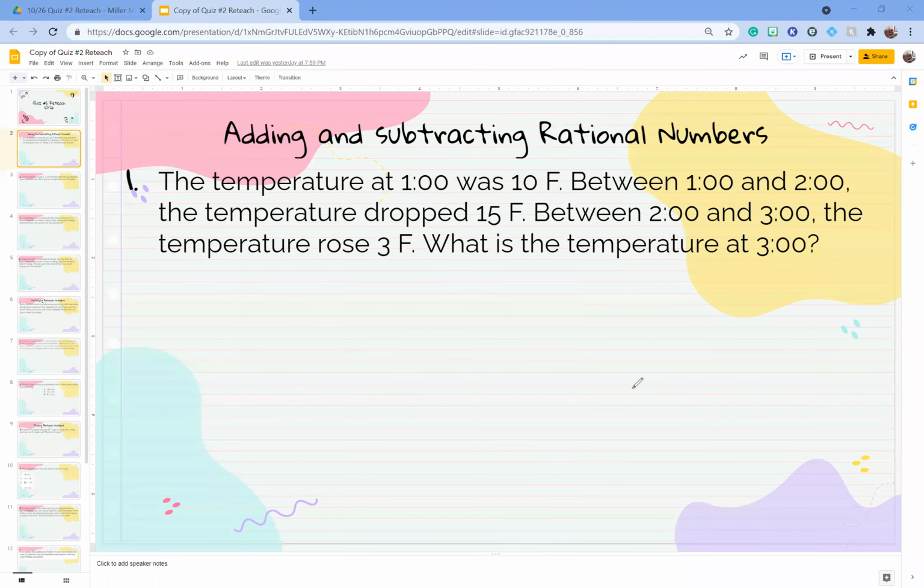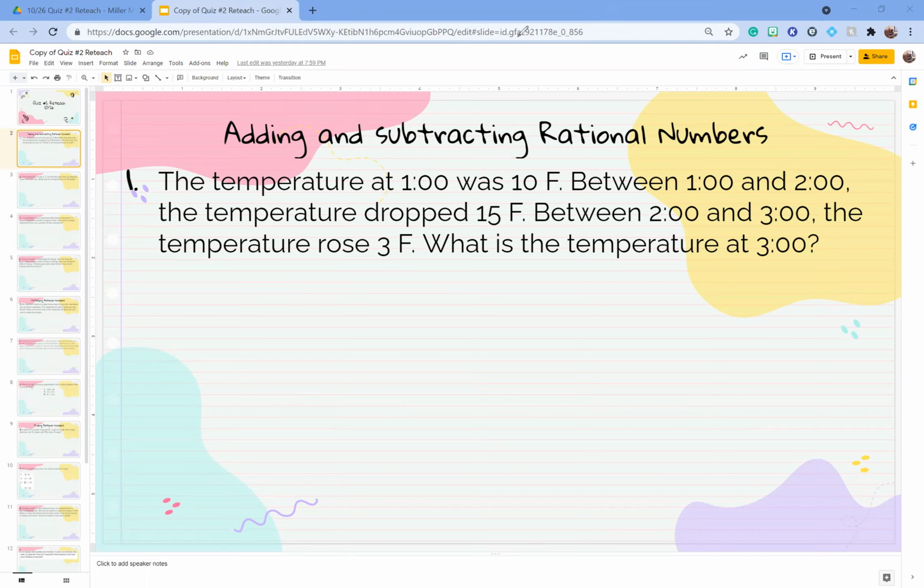Okay, so let's go ahead and get started. If you guys missed that first temperature question, make sure you pay attention to the following 4 questions. The first one says the temperature at 1 was 10 degrees Fahrenheit. Between 1 and 2, the temperature dropped 15 degrees Fahrenheit. Between 2 and 3, the temperature rose 3 degrees Fahrenheit. What is the temperature at 3?